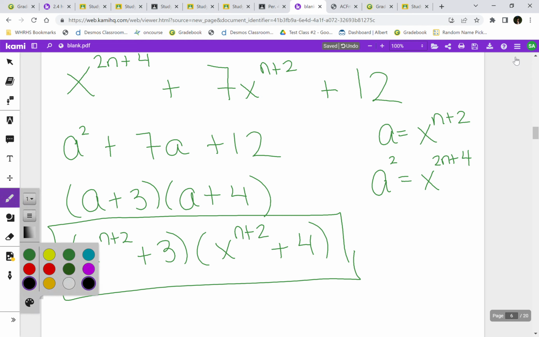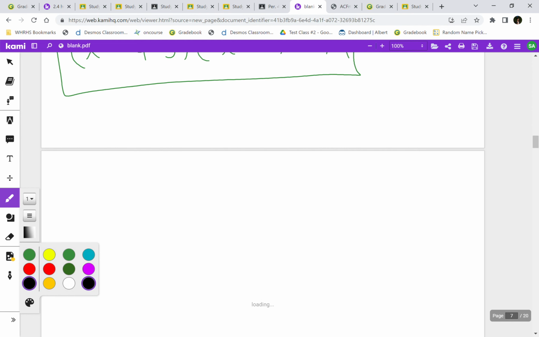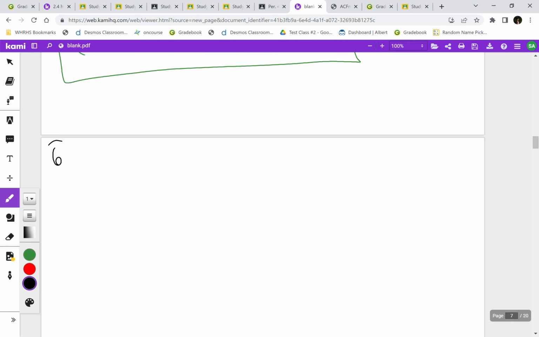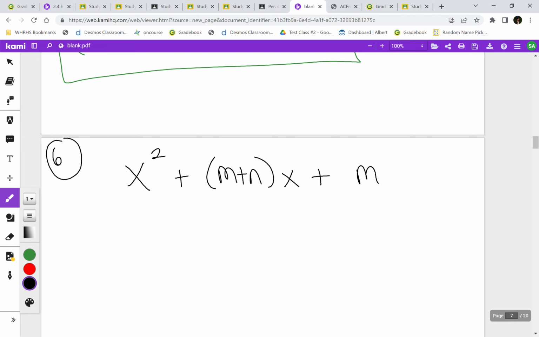All right, the next one. Again, do not let the look of something intimidate you. X squared plus the quantity of m plus n times x plus mn. Again, factor. For every problem, I need you to factor. Is there a GCF here? No. Substitution will not help you. There is nothing to substitute here. That will not help you at all. So we are going to follow the rules of factoring.